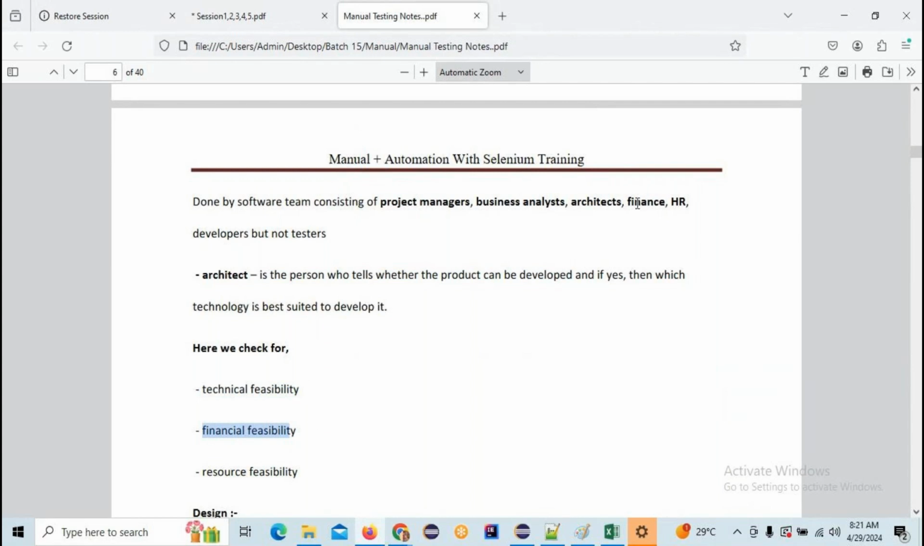There we have 2 crores of bidding for the current project. Is 2 crores enough to complete the project or not? They are going to check the financial feasibility.